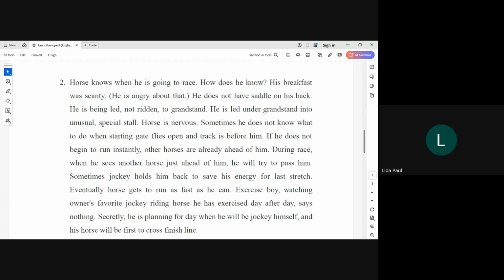Next one: "Sometimes jockey holds him back to save his energy for last stretch." The jockey, right? Because now we are talking specifically about the jockey that handles this horse, and the horse is specific now. So sometimes the jockey holds him back to save his energy for the last stretch. For the last stretch.